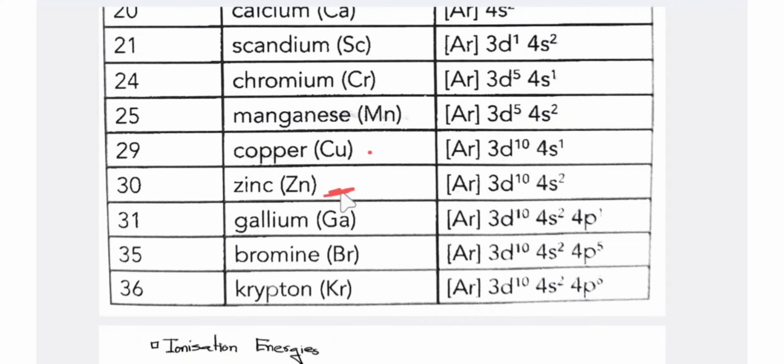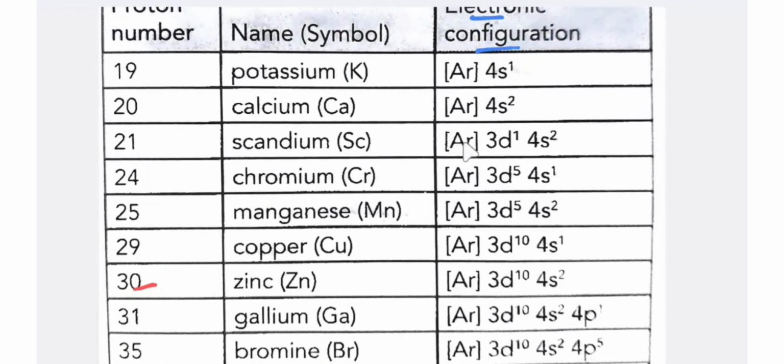So for zinc, the valence electrons are in 3d10, and before zinc there is argon. Argon has 18 electrons, 3d10 has 10 electrons, and 4s2 has 2 electrons. In total, the combined answer is 30 electrons. This is the shortened electronic configuration for zinc, showing 30 electrons, but instead of showing the first 18 electrons, we write argon.